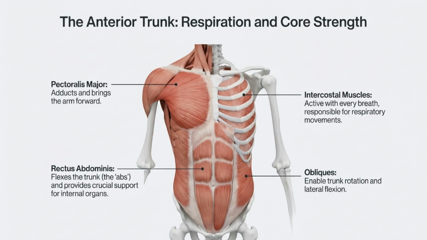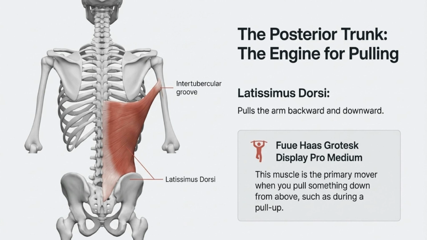Lower down, the rectus abdominis, commonly known as the abs, flexes the trunk and provides crucial support for internal organs. Finally, the obliques enable trunk rotation and lateral flexion. Now we look at the posterior trunk, the engine for pulling.